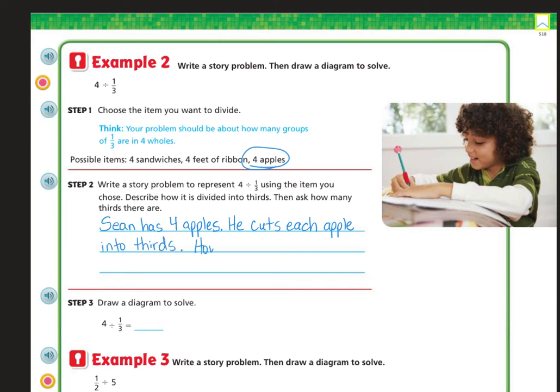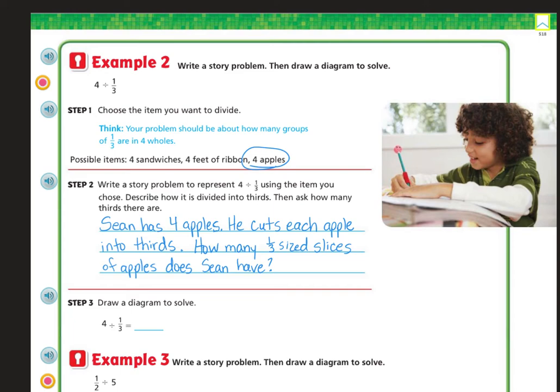Okay? How many 1/3 size slices, I guess we should put, not slices. So how many 1/3 sized slices of apples does Sean have? So that would be 4 divided by 1/3.